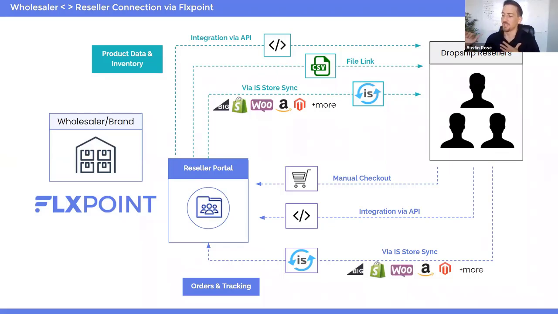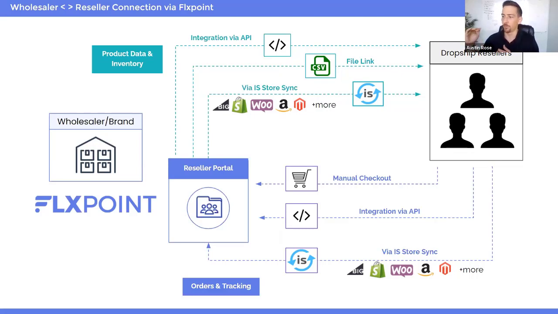And then besides being integrated for product data and inventory, we'll talk about the orders and tracking part. We can go through a manual checkout process on the reseller portal. If I'm on Flxpoint, Flxpoint has like a subdomain reseller portal. They can also integrate via the Flxpoint API for sending in orders and getting back shipment tracking. And the same goes for Inventory Source. They're hooked in for full automation through Inventory Source. They can automate orders through us, and then we can send shipment tracking back to them.